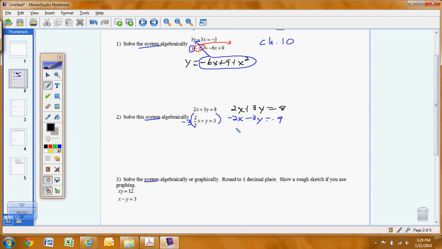Oh, so do the 2x's. Nice. If everything cancels, then you end up with 0. So normally just one of them cancels, but in this case, everything is going to cancel. So you end up with 0 equals negative 1, which is not true. If this is not true, there is no solution.